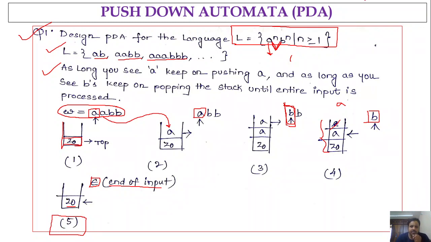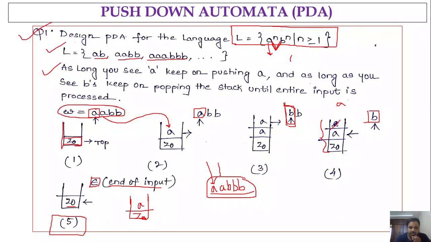Let me explain the controversial case here: A, B, B, B. This logic must not accept this particular string, because this string does not belong to the language. So let us check our logic. The first symbol is A, so push the symbol A onto the stack. We have the stack content Z naught followed by A. The top of the stack is A now.